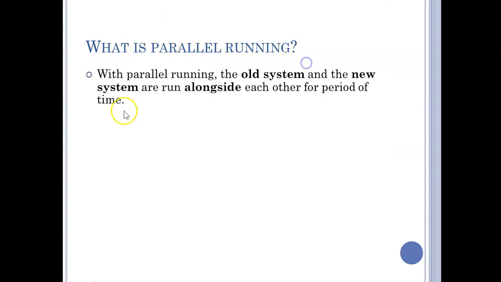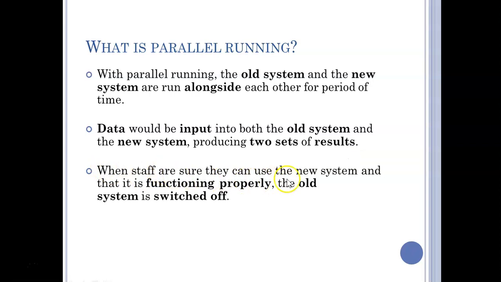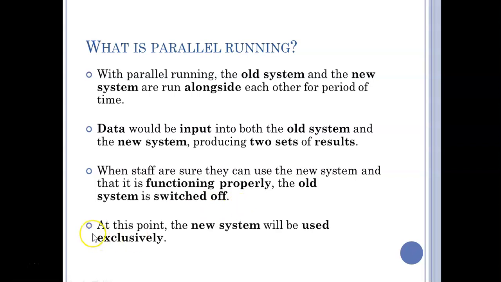What is parallel running? So this is the next option. With parallel running, the old system and the new system are run alongside each other for a period of time. Data would be input into both the old system and the new system, producing 2 sets of results. So this is where you have 2 sets of staff, one staff still putting in information into the old system, and you have another set of staff that are putting information into the new system. When the staff are sure they can use the new system and that it is functioning properly, the old system is switched off. At this point, the new system will be used exclusively.